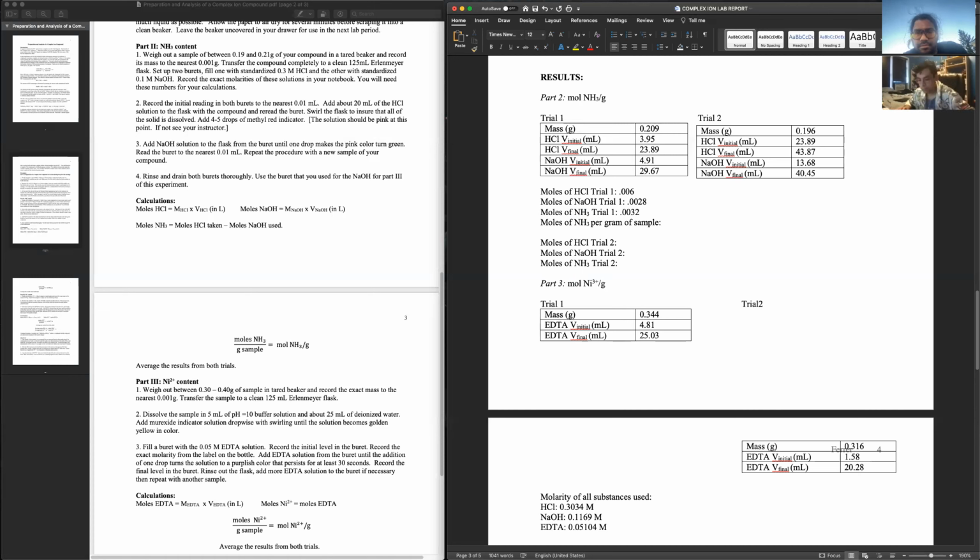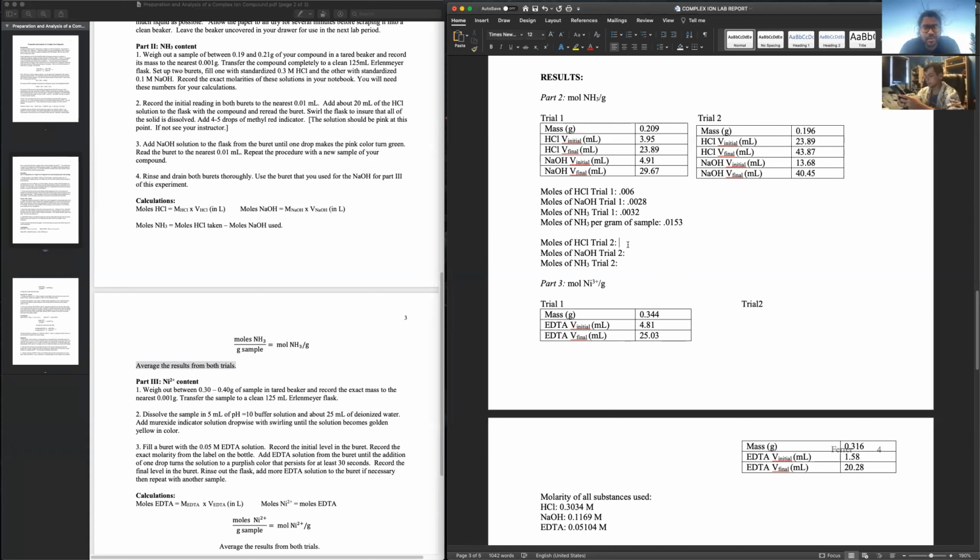And then I got 0.01531. So I think I'll just go 0.0153. So that's it for the first one, right? And then after we get both trials, we're supposed to average out the moles per gram. I guess that's what it says. Average the results from both trials. Yep. Okay. So now for trial 2, it's the same thing, right?